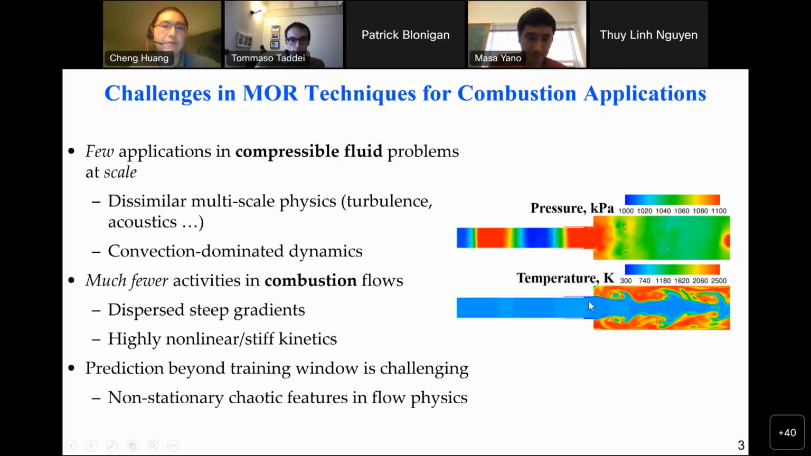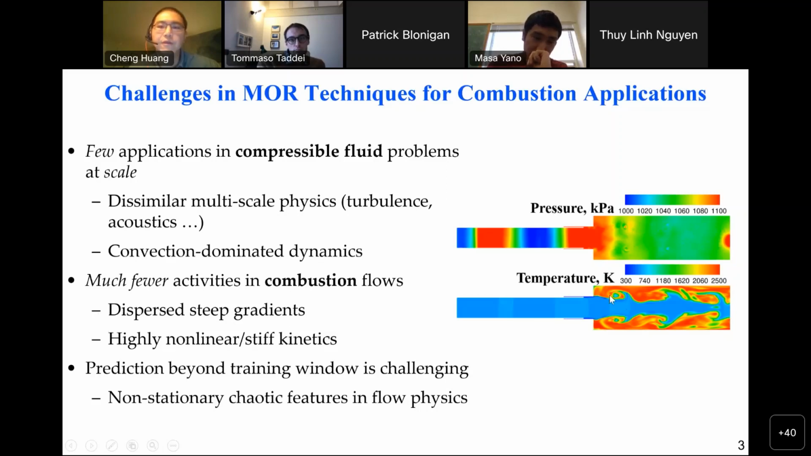But again, this is going to be a challenging area for ROM because there are a couple of things, right? There have not been that many applications. I know there are quite a few people working on compressible fluid problems, but not as many as in the incompressible regime. And there have been much fewer activities in combustion flows here, because that by definition has a lot of challenging features.